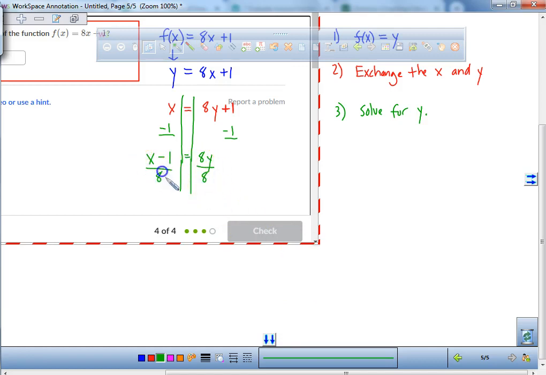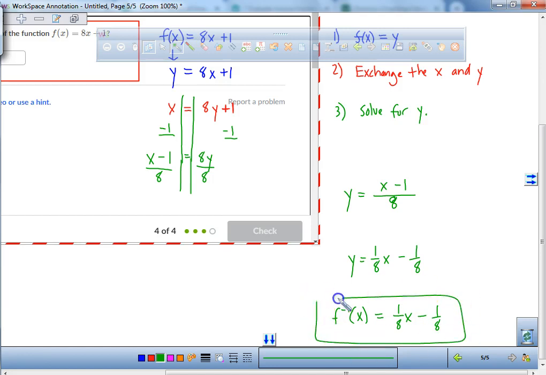Now there's a couple of ways to write this function here. I got y equals x minus 1 all over 8. But that can also be written, in slope-intercept form, as 1/8 of x minus 1/8. So in the Khan Academy, I'm going to call this the inverse. The inverse of our original function is 1/8 of x minus 1/8. That's how I'm going to write it.